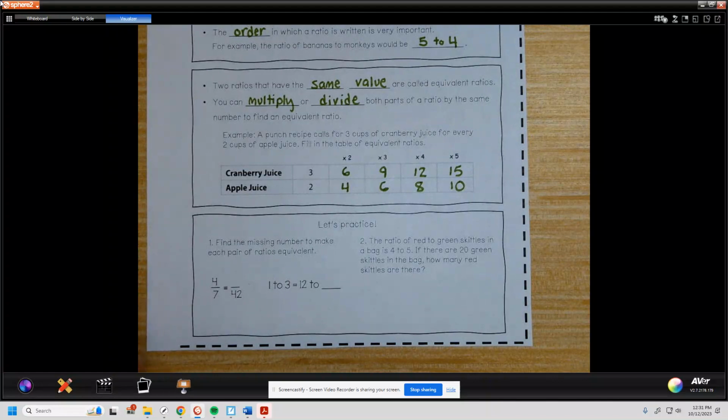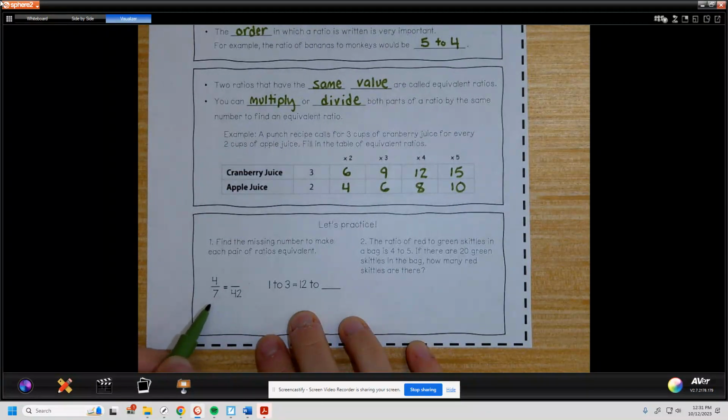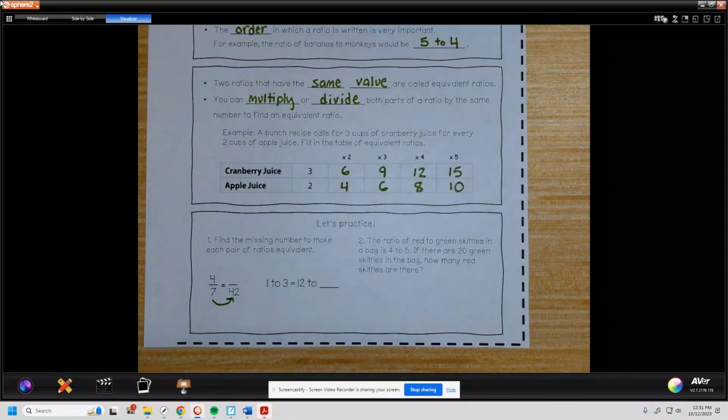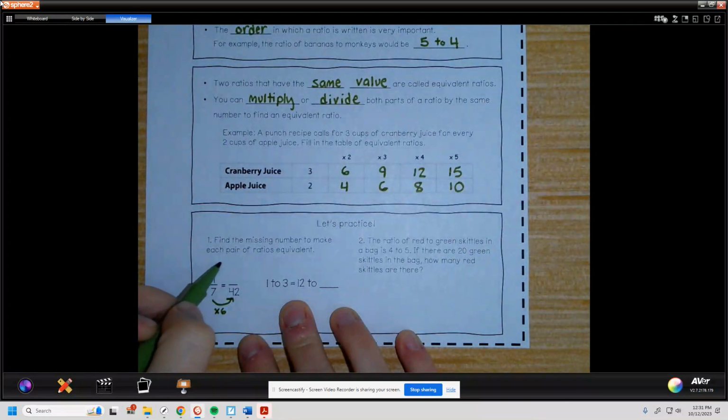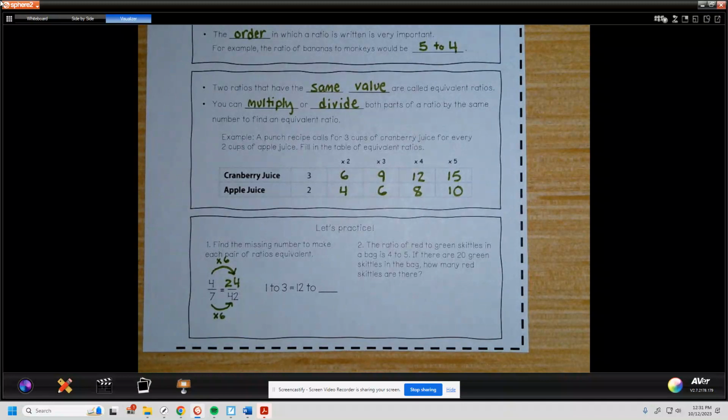This one says find the missing number to make each pair of ratios equivalent. So if you look straight across on this one, you can think, what does 7 multiply by to get 42? And then you'd be like, okay, times 6. 7 times 6 is 42. And then you just do the same thing to the top. So 4 times 6 is 24. So those are equivalent ratios, 4 to 7 and 24 to 42.